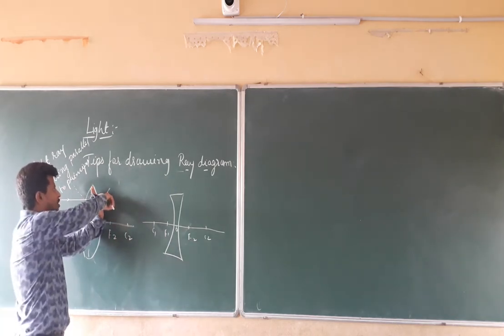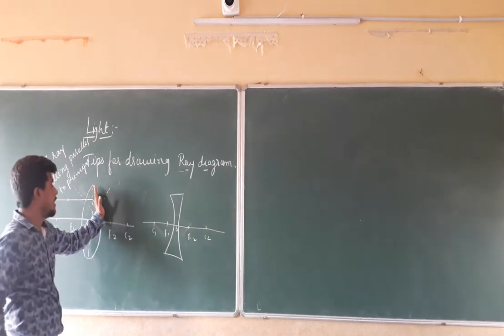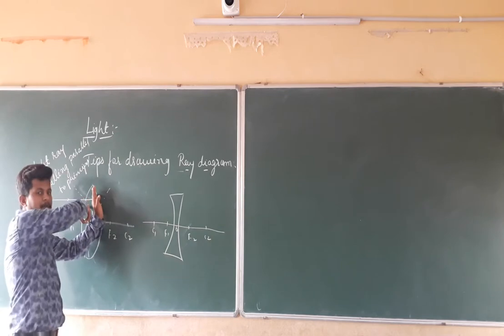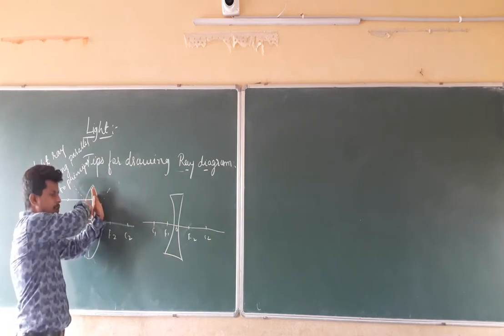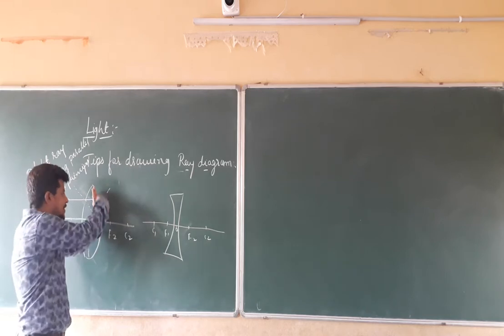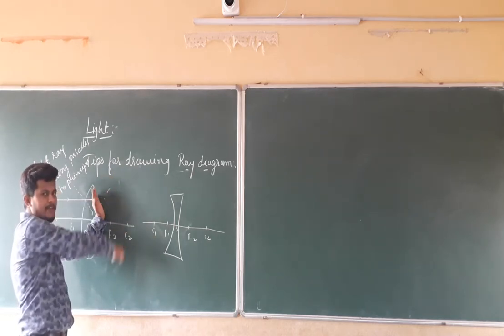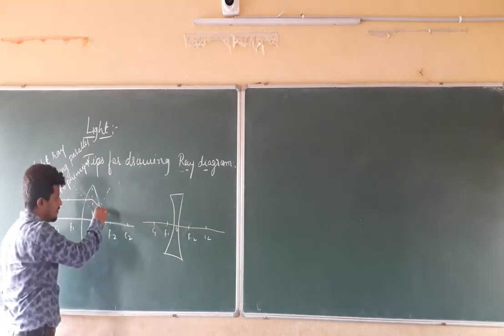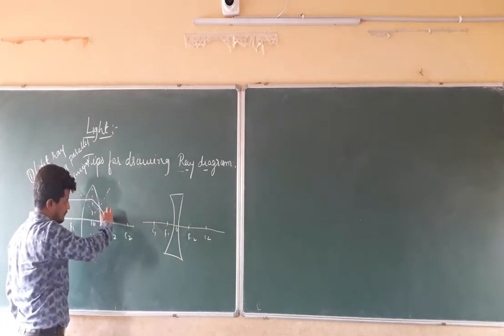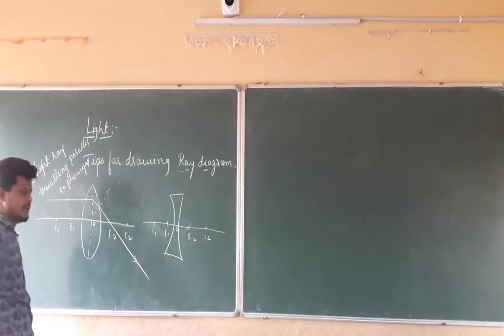When you take that normal, the light ray which is coming from the denser medium to the rarer medium is going to refract away from the normal, so that the light is going to travel in this direction.